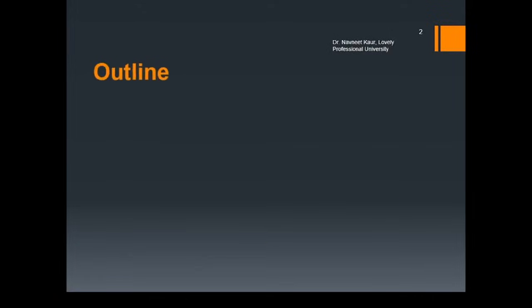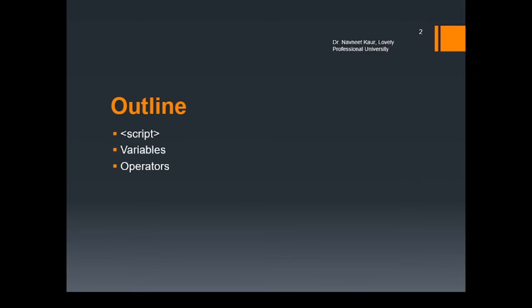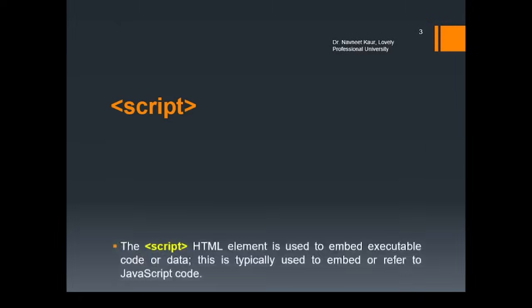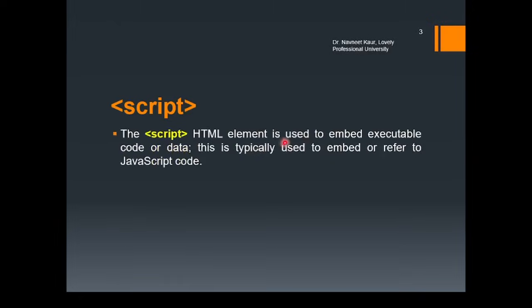So in this lecture we will be covering the following topics: script tag, variables and operators in JavaScript. What is a script tag? The script HTML element is used to embed the executable code or data. This is typically used to embed or refer to the JavaScript code.